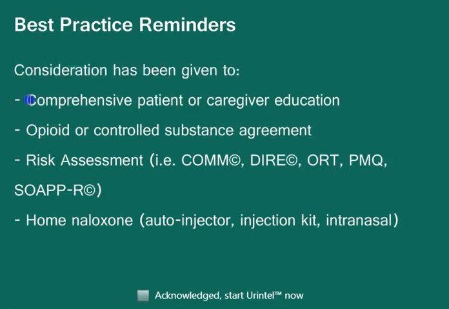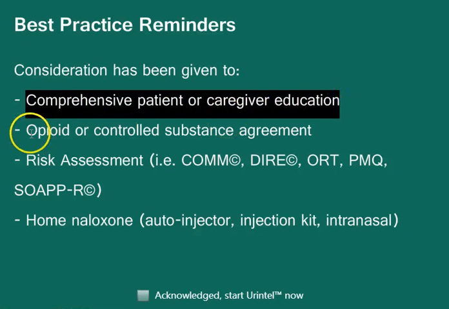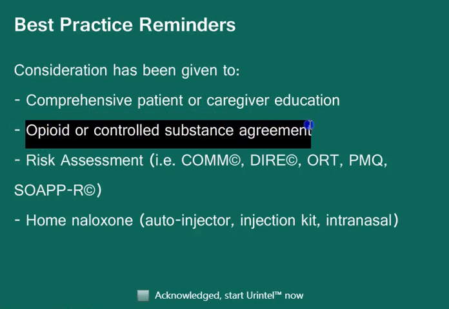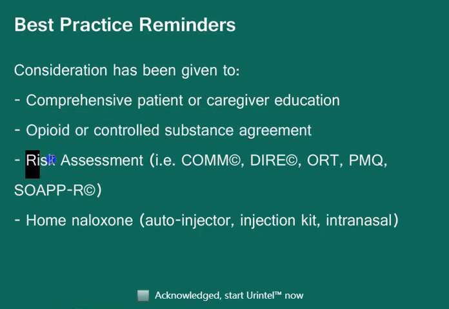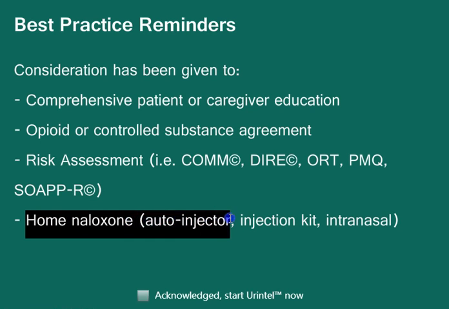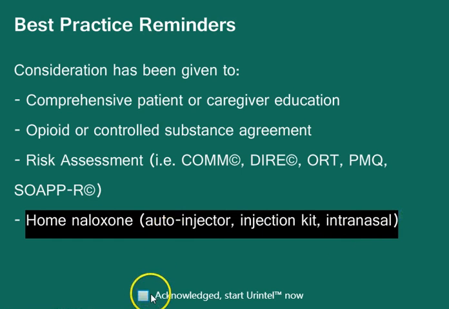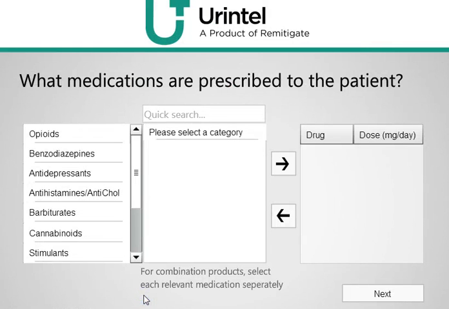For example, comprehensive patient or caregiver education, consider opioid or controlled substance agreement, and consider the risk assessment tools, some of which are listed here, and these are to determine the risk of substance abuse or misuse. Finally, consider home naloxone for safety purposes, either by auto-injector, by injection kit, or by intranasal. After you acknowledge that you've considered these things, it brings you to the first screen of the application.